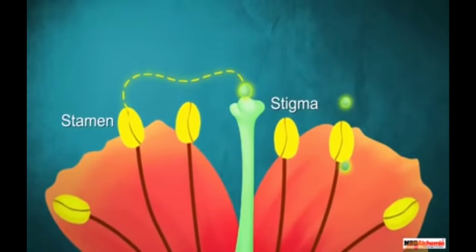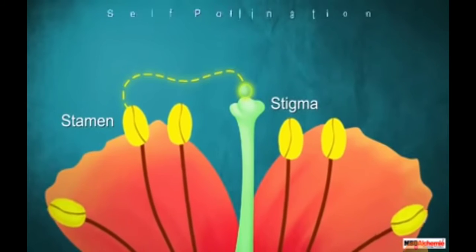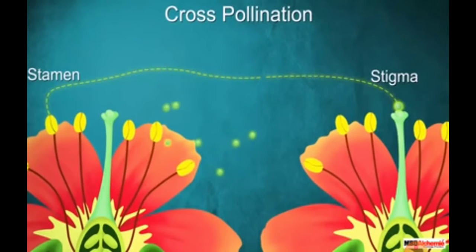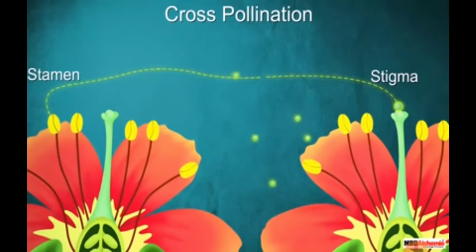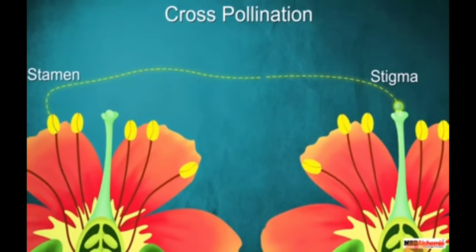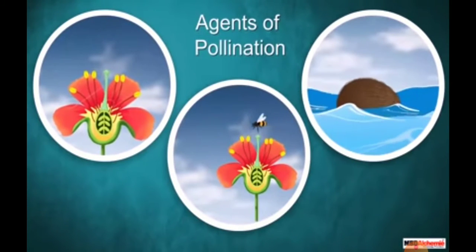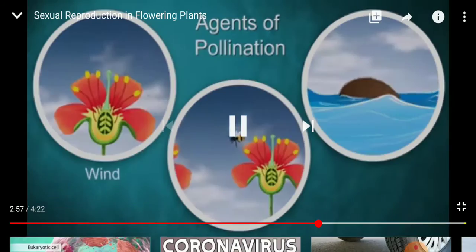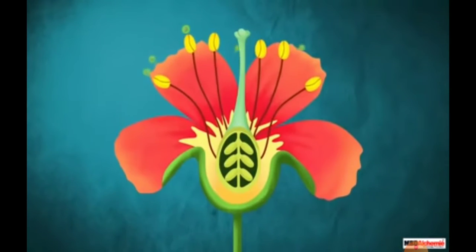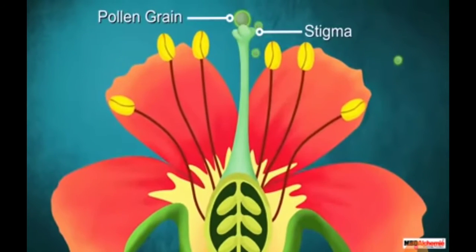First of all, I am showing you the stamen and stigma, and how the pollen grain is transferred from stamen to stigma. Now see, this is cross-pollination. You can see that the pollen grain is transferred from one flower to the stigma of another flower. That is known as cross-pollination. And what are the agents of pollination? Agents of pollination are wind, water and air.